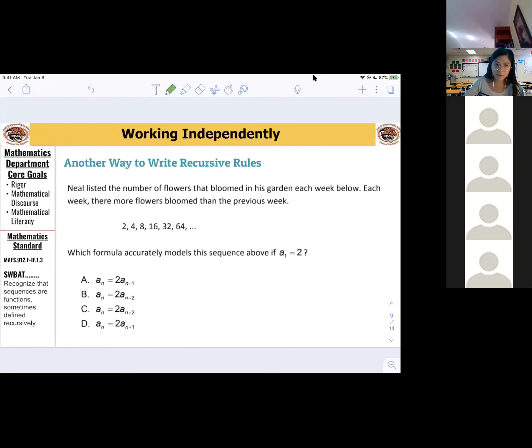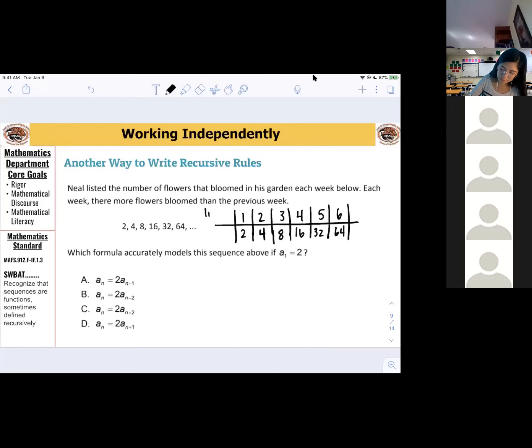Perfect. So here's my list. And remember, when I have a list, it's always a good idea to turn it into a table. That way you can clearly keep track of your inputs and your outputs. If you want to follow along with me, you can copy down this table. My first term is 2, 4, 8, 16, 32, 64. Which ones are my inputs? The 1, 2, 3, 4, 5, 6. Good. This is my input, and this is my output.